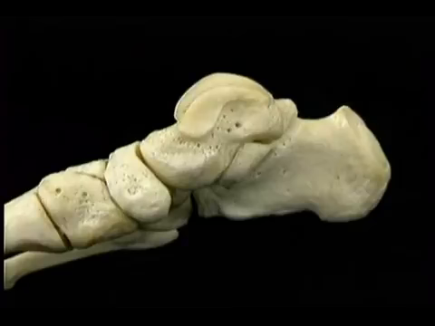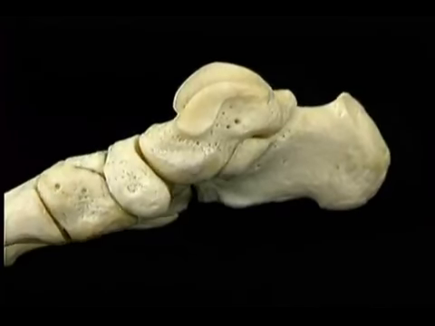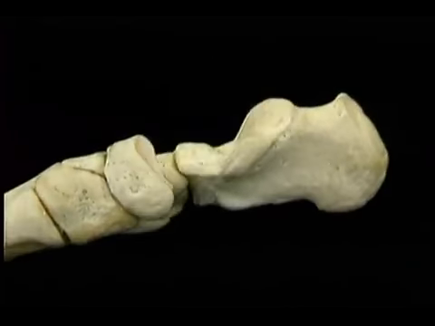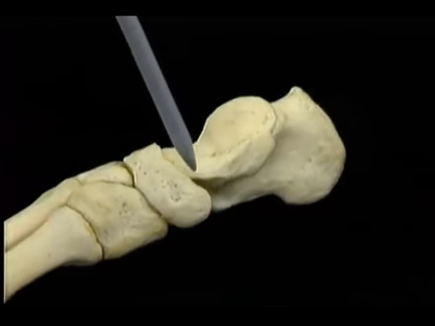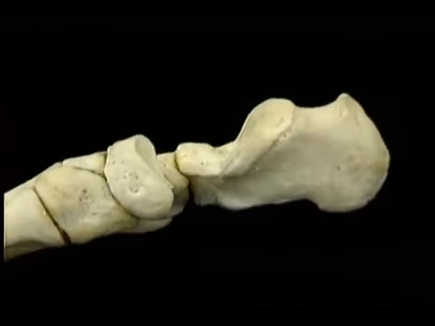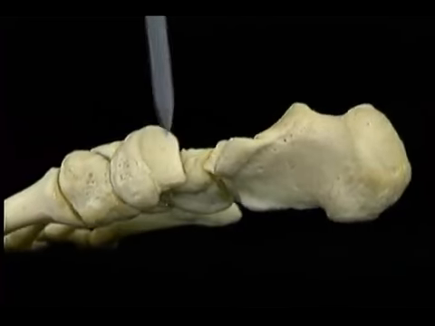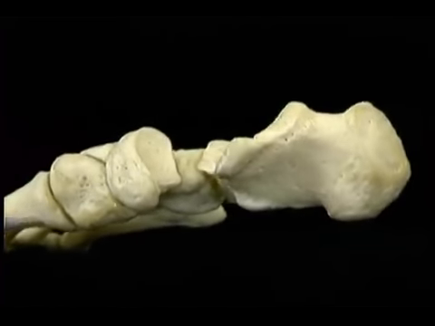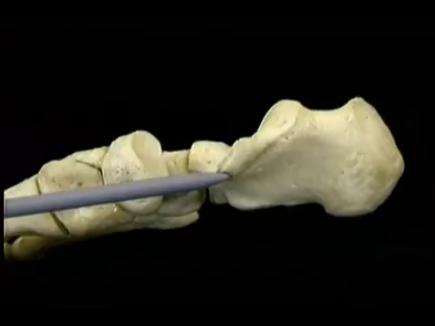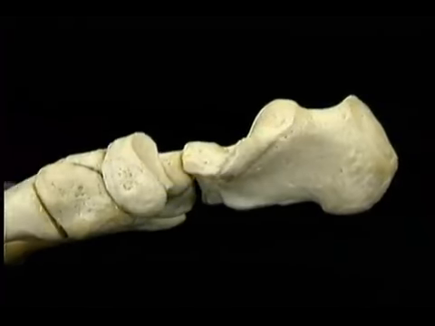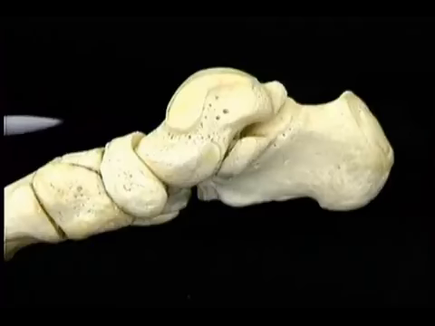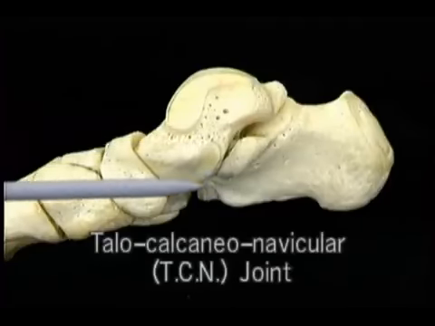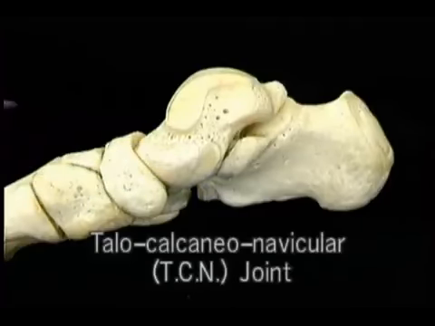The head of the talus fits into a socket, which we'll see by taking the talus away. The socket is formed by this surface of the calcaneus, this surface of the navicular bone, and by a strong ligament here, which we'll see in a minute. These surfaces, together with the head of the talus, form the talocalcaneo-navicular joint.